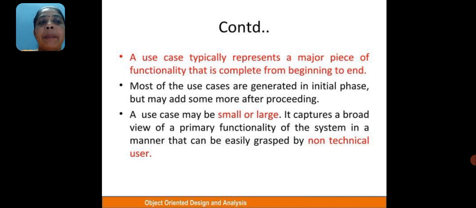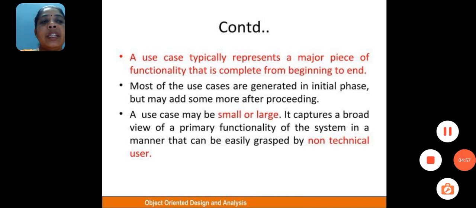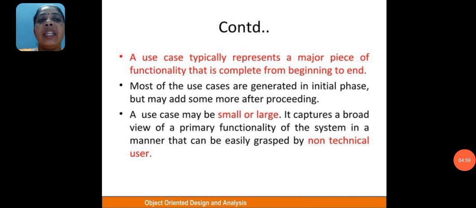A use case typically represents a major piece of functionality that is completed from beginning to end. So we have to represent the functionality between the initial state and the end state. It should be clearly defined. We start with an initial phase, but may add more as we proceed, and we can easily add it. A use case may be small or large, depending on the project. If it is small, it may relate to a small project; if it is large, it may relate to a large project. It can be easily grasped by non-technical users.